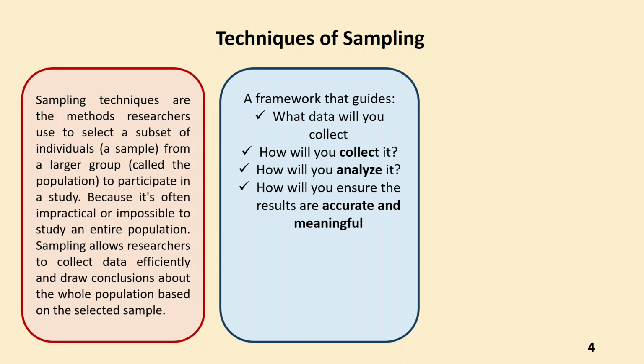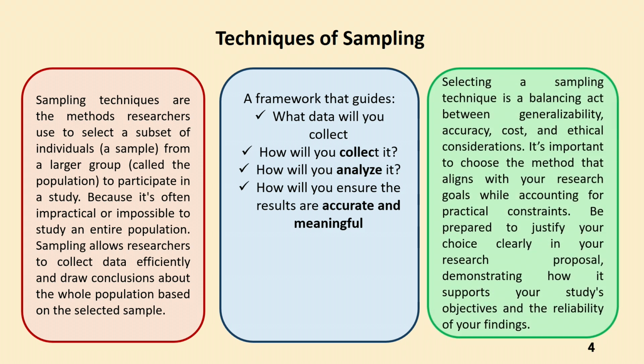Selecting a sampling technique is a balancing act, very important. Selecting a sampling technique is a balancing act between generalizability, accuracy, cost and ethical consideration. It is important to choose the method that aligns with your research goals while accounting for practical constraints.